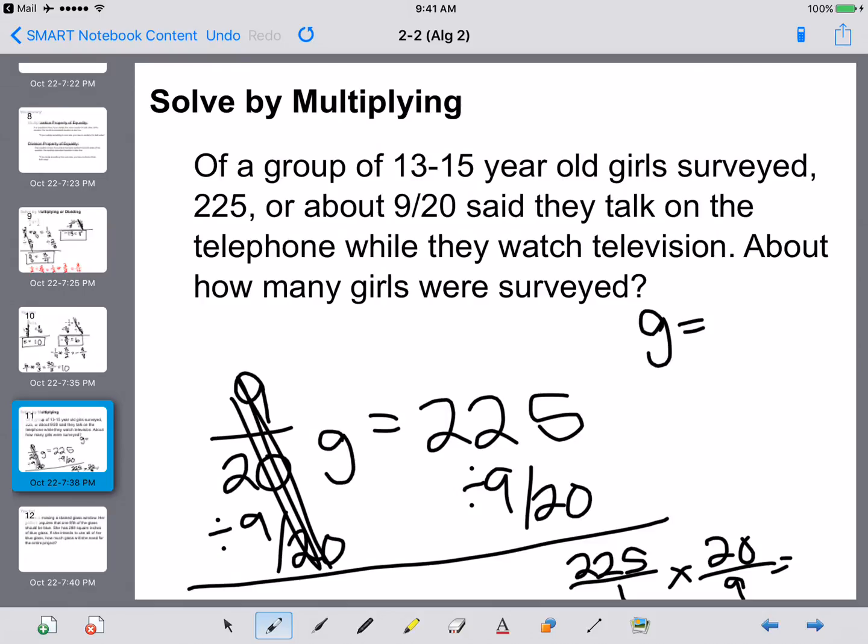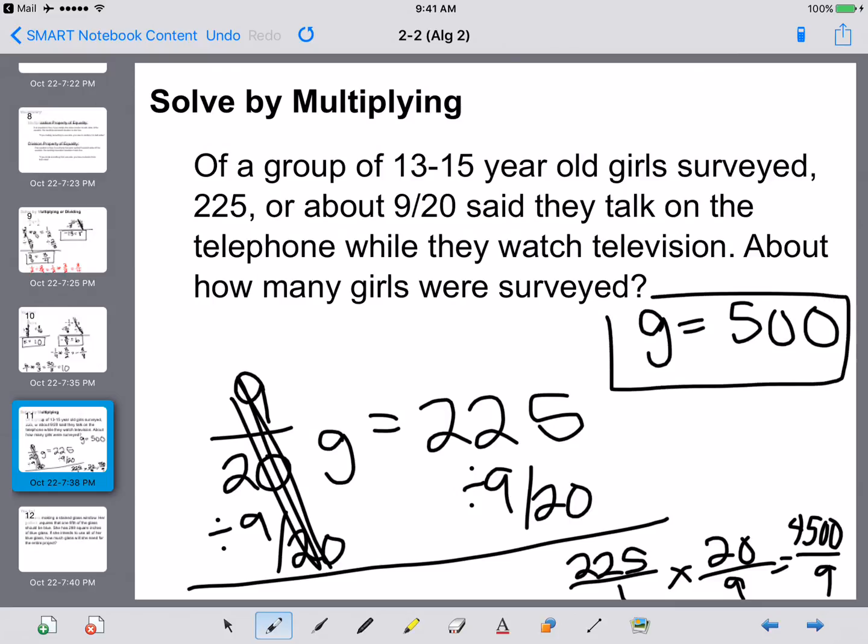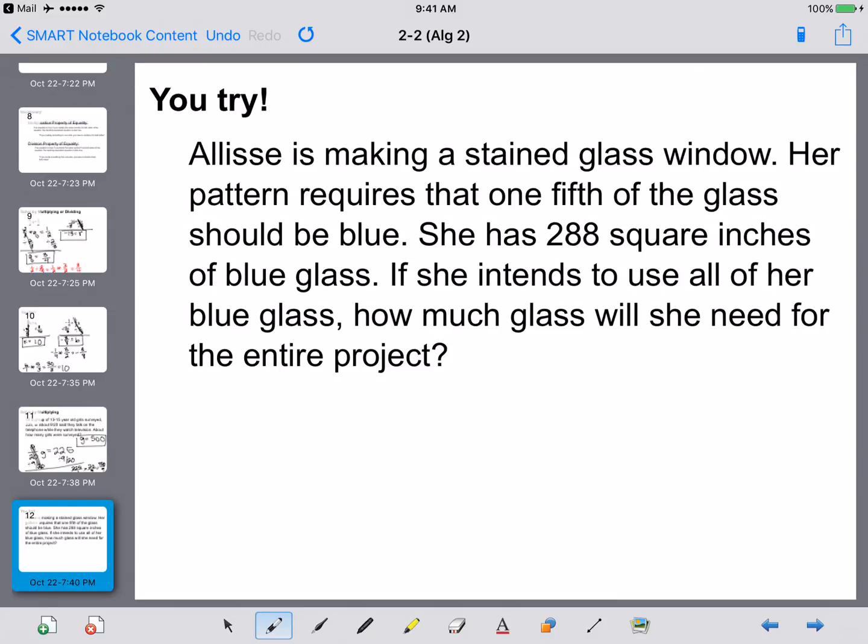225 times 20 is 4,500 over 9. 4,500 divided by 9 is just 500. So that means 500 girls were surveyed. So I want you to try and see if you get the correct answer.